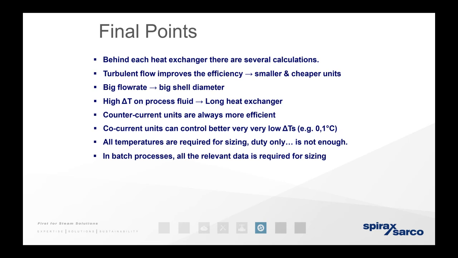Co-current units can control better at very, very low temperatures, e.g. delta T's even, so temperature variance. And all temperatures are required for sizing. Duty only is not enough. So you need to know your primary, your secondary temperatures. If it's a batch process, all relevant data is required for sizing. So effectively, if you're doing a batch, it's more data that you need to know, the temperatures of the batches and so on.